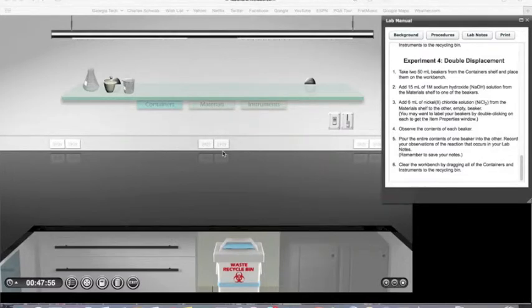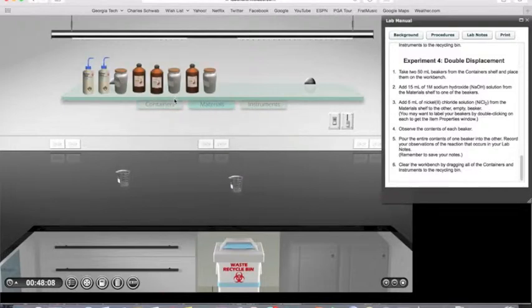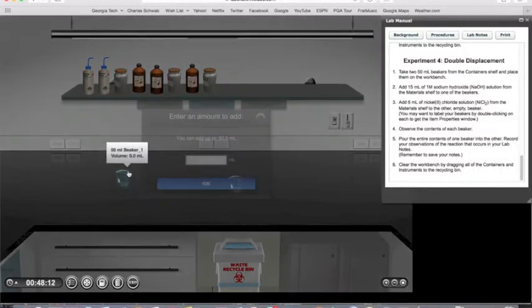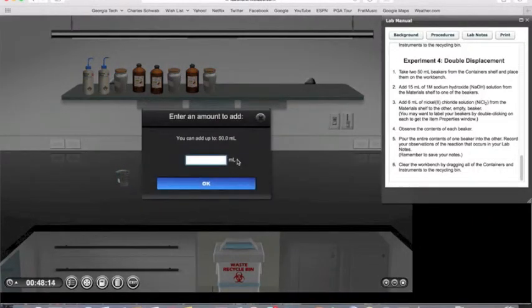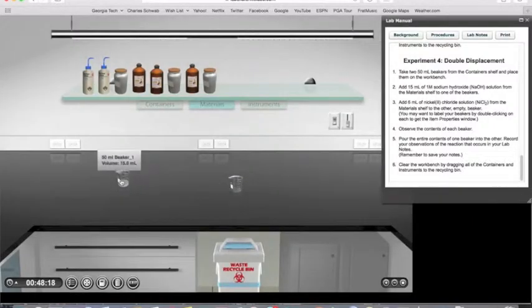We will be performing a double displacement reaction between sodium hydroxide and nickel(II) chloride. So first we're going to get out two 50 milliliter beakers. And the first beaker we are going to fill with sodium hydroxide. So let's find the sodium hydroxide. This experiment calls for 15 milliliters. So we'll put in 15 milliliters.